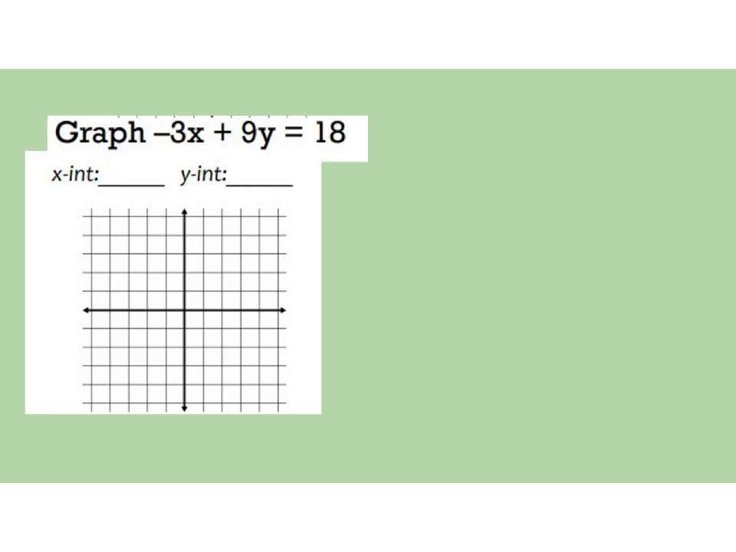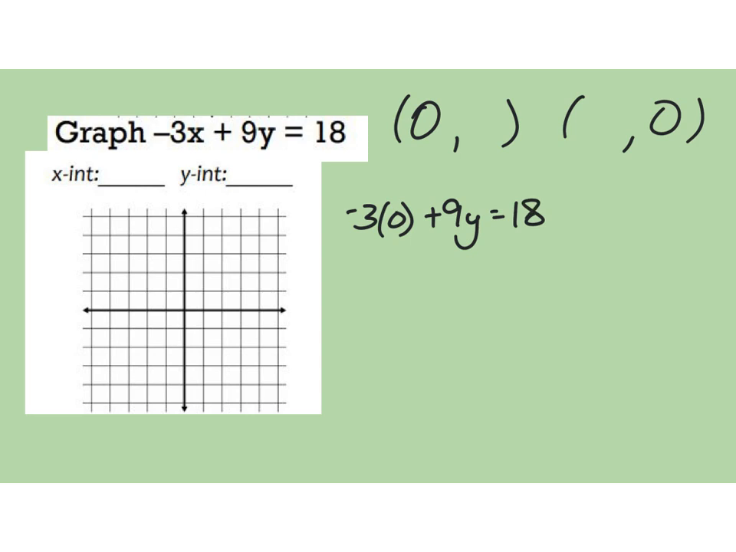All right, here's another one. So let's continue. I'm going to go back to that color there. So we have our ordered pairs here, so we're going to find where the y-intercept is and then where the x-intercept is. I'm going to start with the y-intercept, so -3 times 0 plus 9y equals 18. Then I divide by 9 on both sides, so y equals 2 for that y-intercept. So here we go, 0, 2.